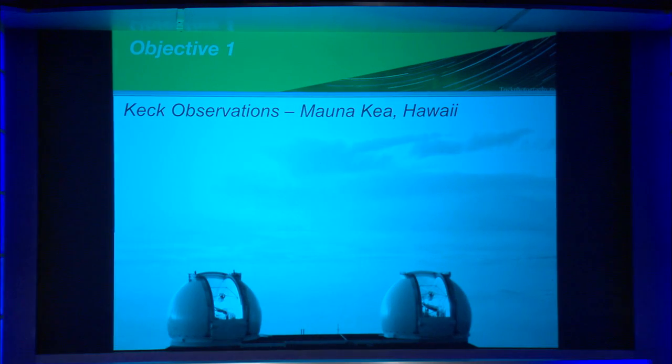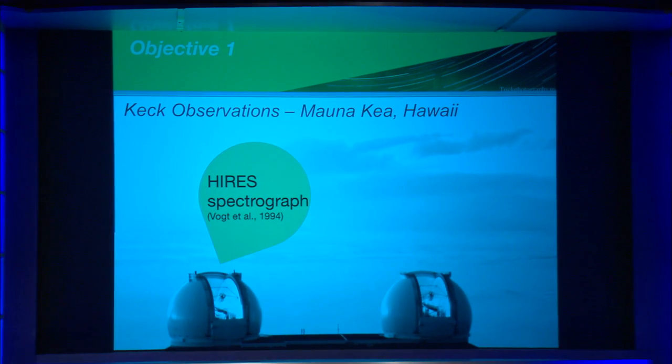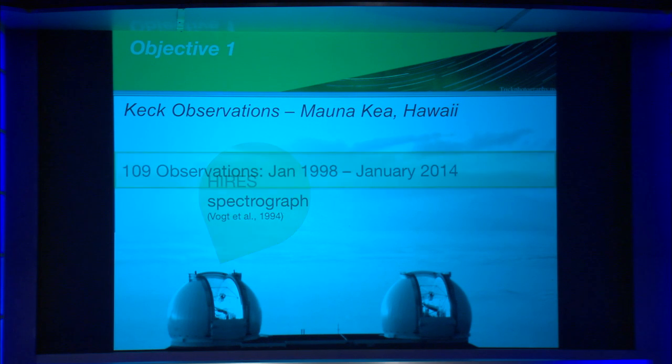All observations were taken using the HIRES spectrograph, located at the Keck Observatory in Hawaii. For HD 32963, 109 observations were taken between January of 1998 and January of 2014, giving a baseline of 16 years. All observations followed the traditional method of an iodine cell being placed in front of the spectrograph slit to ensure wavelength calibration could occur.